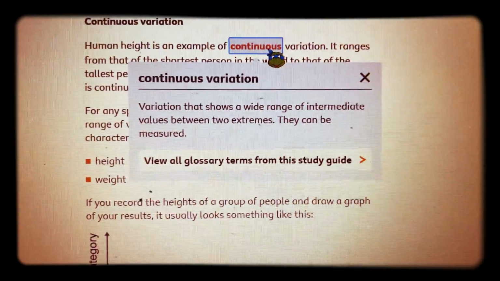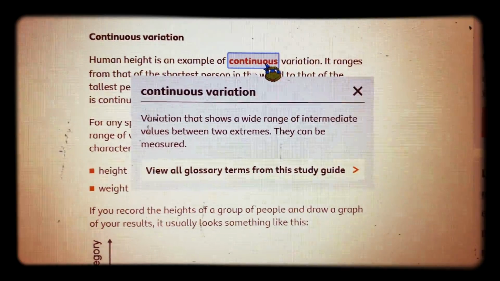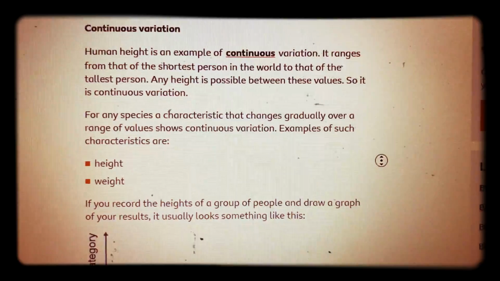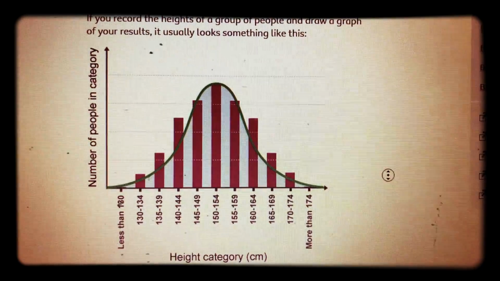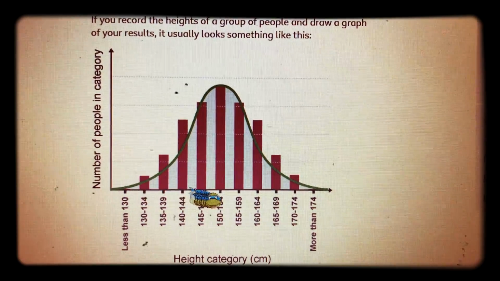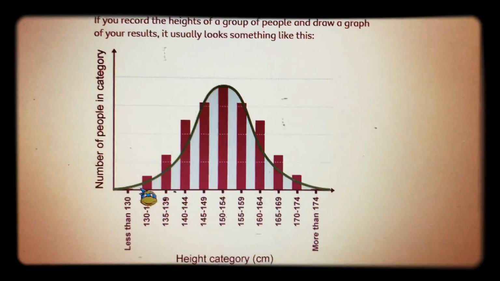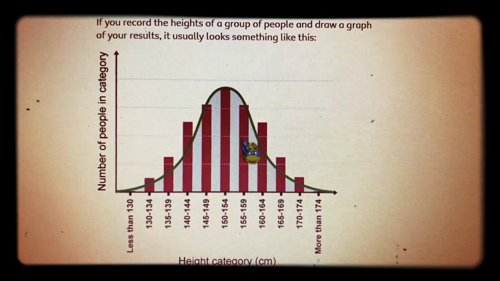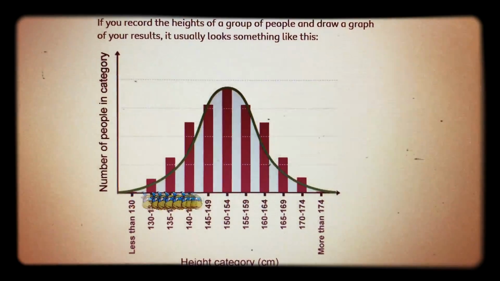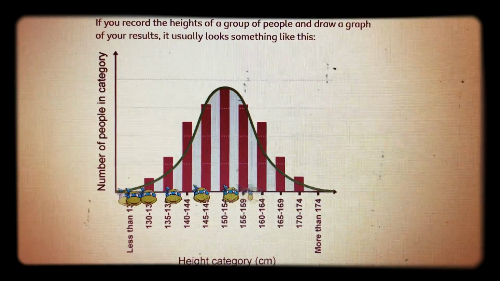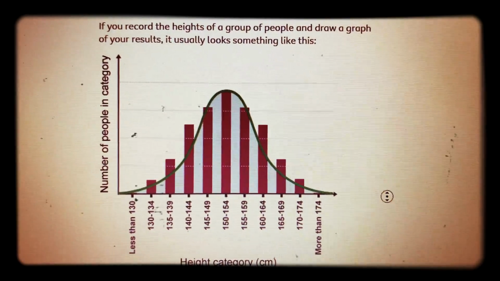Variation that shows a wide range of intermediate values between two extremes, and they can be measured. So a wide range could exist, and you could be anywhere on this height axis. We have the number of people in this survey, in this category, and you could be anywhere here. The shortest person in the world would be here, the tallest person in the world would be here.